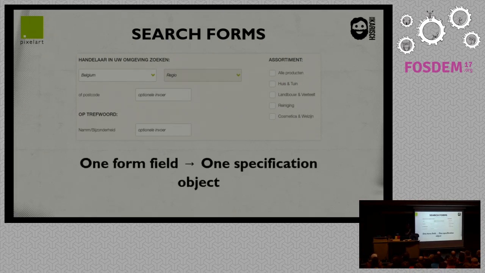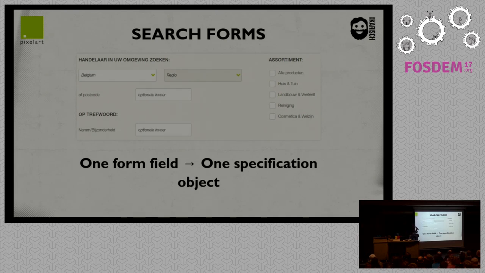And in this case, I used rulers to map each of the form fields to one specification object. Because country maybe is a simple rule, country zone is a complex rule with joins and so on. So I could combine a country specification and country zone specification or keyword specification. In the controller code, the filter service looks really small because the big business rules of each field are encapsulated in a specification class.